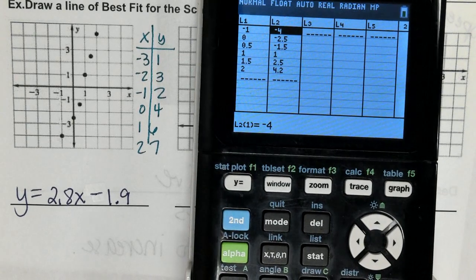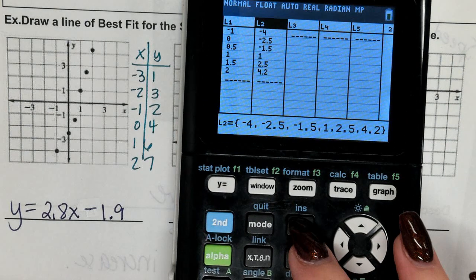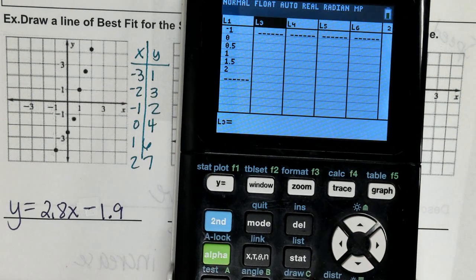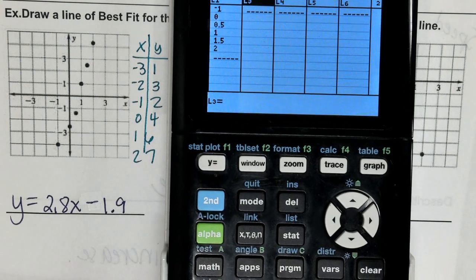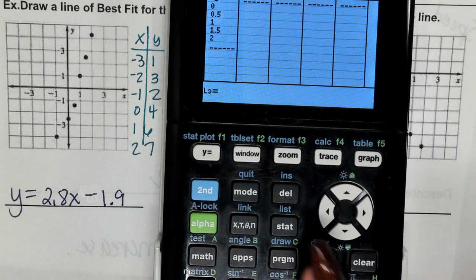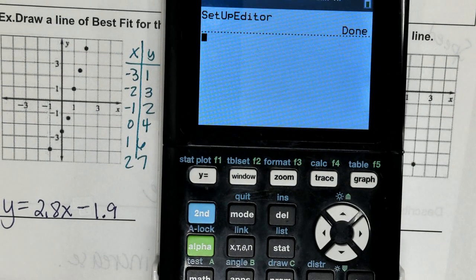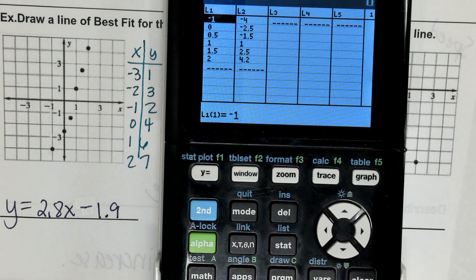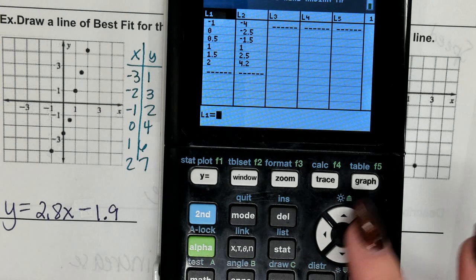Now, everybody's eyes on the board real quick. If I go up to L2 and I hit delete, watch what happened. It deleted my list. My calculator's stat button will no longer work. To restore the list, you go to stat and go to setup editor 5 and just hit enter, and it will restore it for you. See? Okay, so just in case you accidentally mess that up.